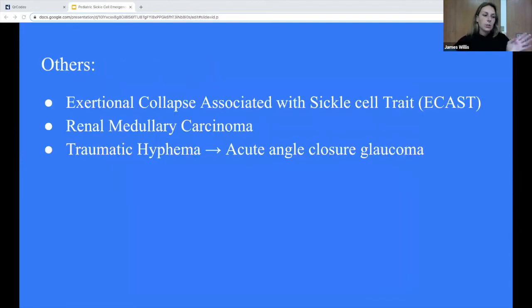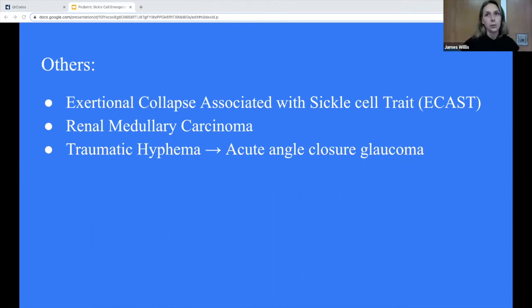And just to mention a few others, hemoglobin SC patients can develop ECAST, which is exertional collapse associated with sickle cell trait. It causes like a 40 times increase in exercise-related deaths. The mechanism isn't exactly clear, but if you have an athlete who collapses and they're known to have hemoglobin SC, make sure you check a creatinine.